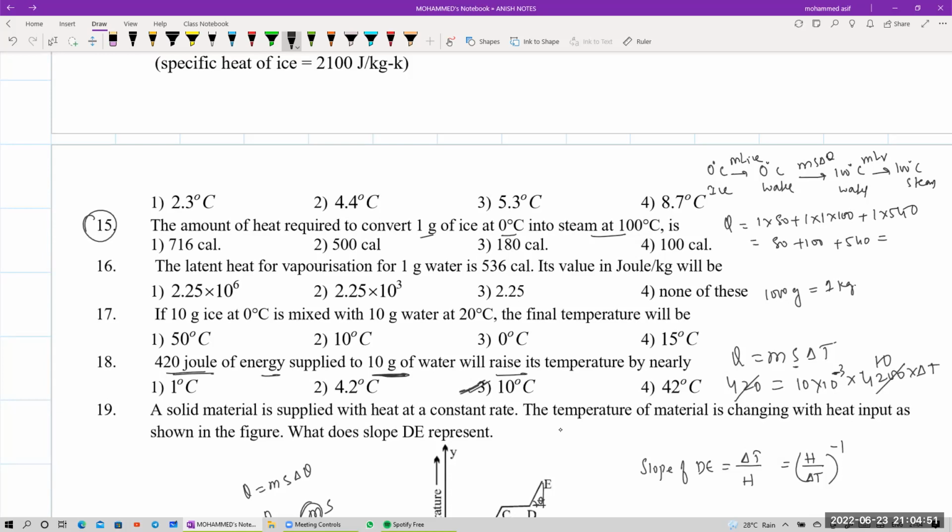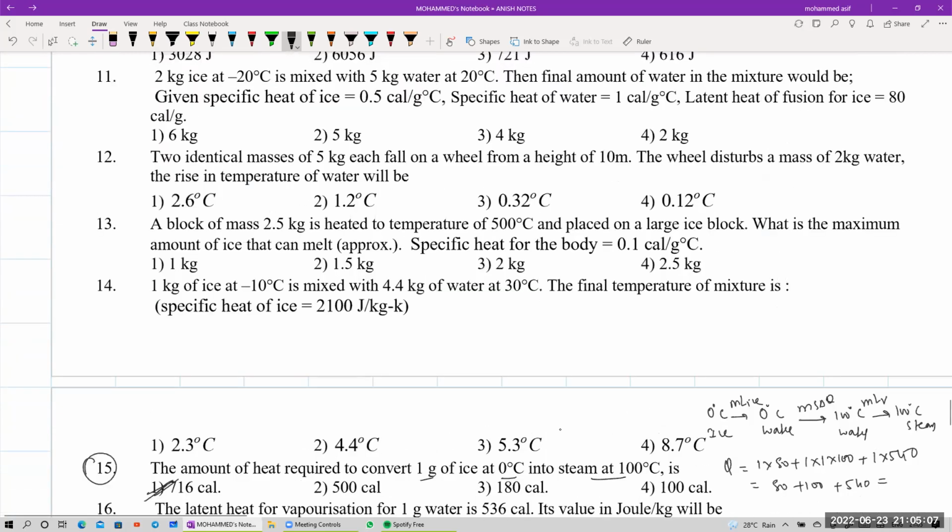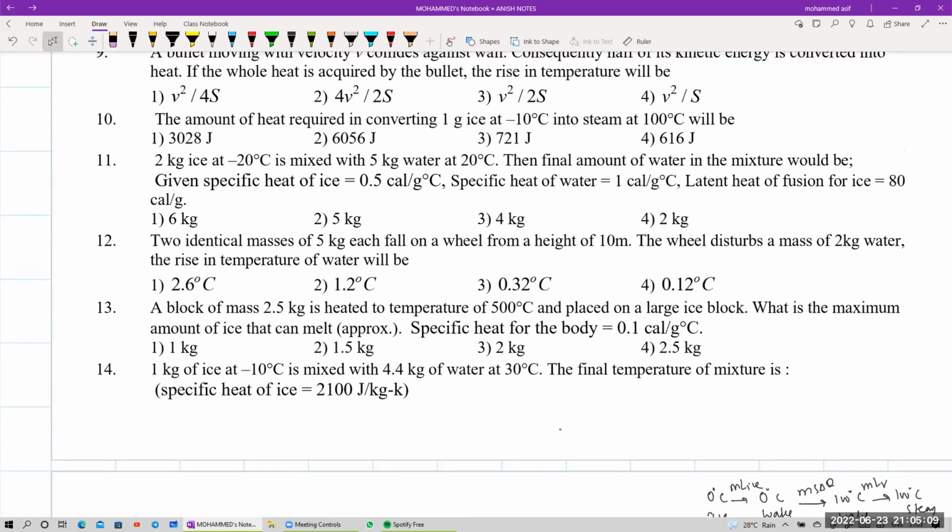80 plus 100 plus 540 is 720. So the answer is approximately 716. You can do such types of questions like that.